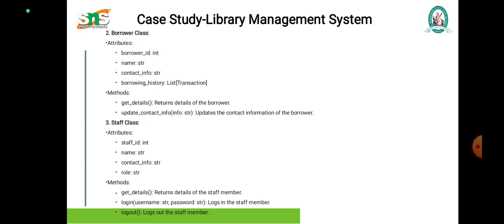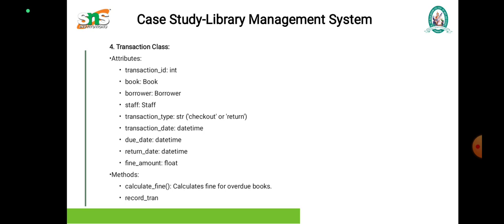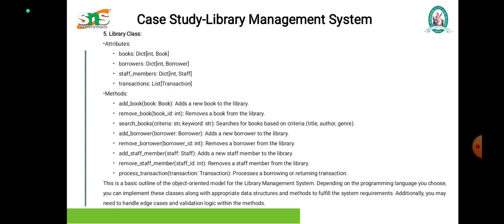Borrower class. Attributes are borrower ID, name, contact information, borrowing history. Methods: get details, update contact information. Staff class consists of the attributes staff ID, name, contact information, and role, whereas methods are get details, login, logout. Transaction class consists of the attributes transaction ID, book, borrower, staff, transaction type, transaction date, due date, return date, and fine amount. Methods: calculate fine and record transaction.